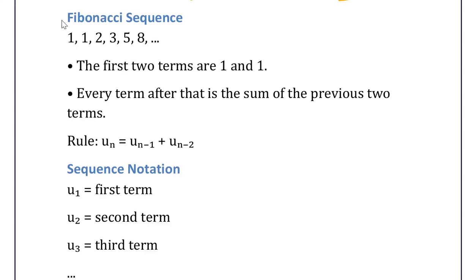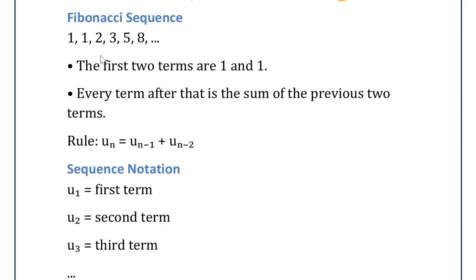Let us look at what we call the Fibonacci sequence. An example of this sequence is 1, 1, 2, 3, 5, 8, and it continues. Is this sequence finite or infinite? This sequence is infinite. Why? It continues up to infinity. What is the rule of this sequence?